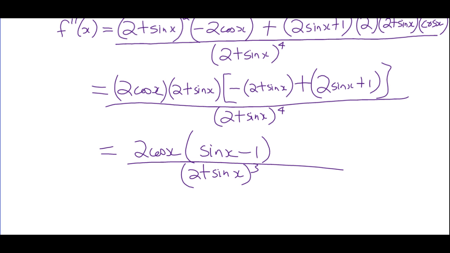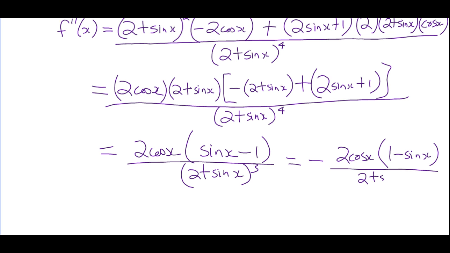Now, it could be written in another form, so let me just show you an alternate form. Just in case we say it's something different from what you're looking for, maybe we say it's this. What if I put a negative out front, make that a 2 cos x? Then I'm going to have to flip these signs to get that negative out front. So I'm going to go 1 minus sine x over 2 plus sine x cubed.